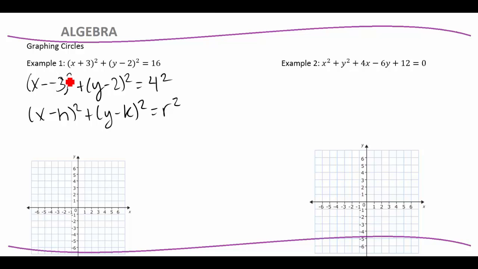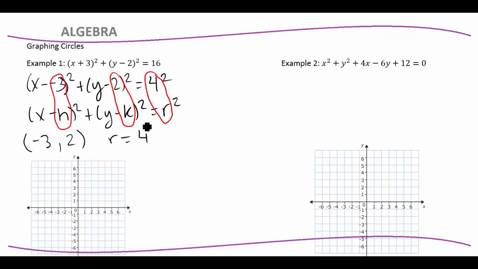So we're going to have our h is right here, our k is right here, and our r is right here. So we know our center, which is (h, k), which is (−3, 2), and our radius is 4. Now to graph the circle, we're going to start off with graphing the center, which is (−3, 2), so negative 3, up 2. And then we're going to use the radius to move to the right 4, to the left 4, up 4, and down 4 to graph our circle.